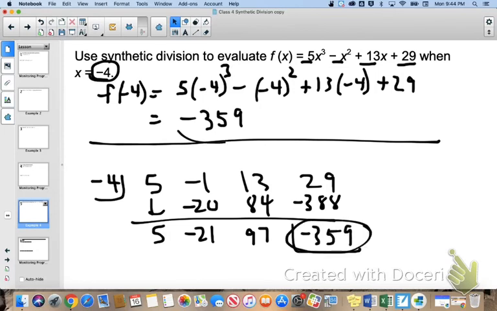So right there gives you that same answer. So it's a little check, right? Sometimes you end up plugging it in wrong on your calculator, throw it into synthetic division. Another way to do it. That's all.